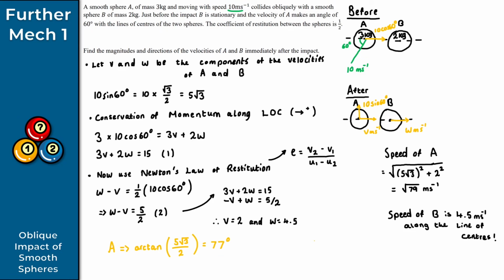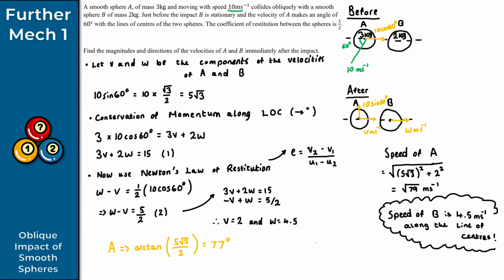We're nearly there. A is moving at 77 degrees to the line of centers at this speed here. And the speed of B is 4.5 meters per second along the line of centers. So to quickly finish with here then, let me just quickly summarize all of that. I'm happy with this one here for B. So put a bubble around that. That's fine. I'm going to take that as my solution here. Good stuff. For A then, I've mentioned that here underneath then. I'll do that in a different color as well. Let's do it in blue.